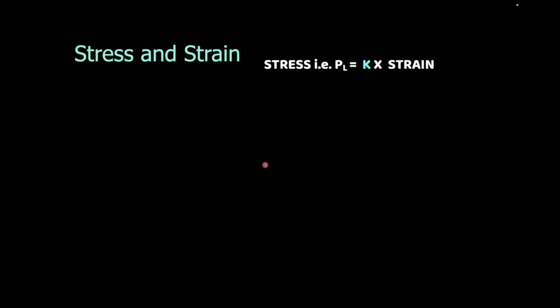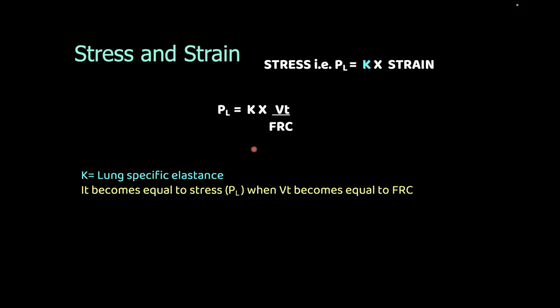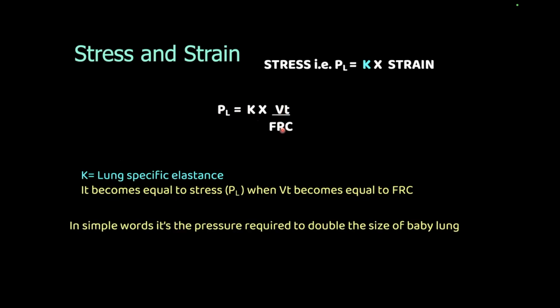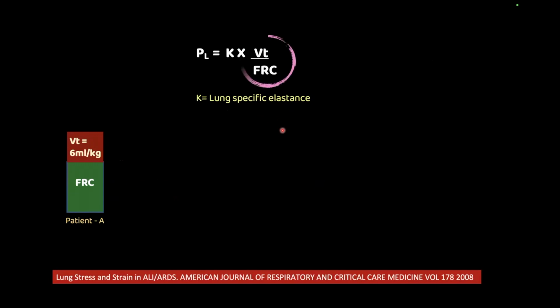So stress and strain are related to each other. Stress is equal to K multiplied by strain. Strain is tidal volume divided by FRC, that is functional residual capacity. K is the lung-specific elastance, which is the pressure required to double the size of the baby lung. That means if K is equal to transpulmonary pressure, then the tidal volume VT will be equal to the FRC. That's how it is defined.